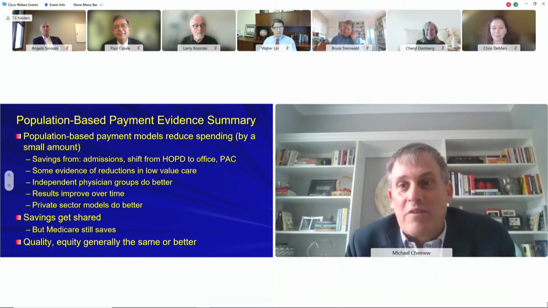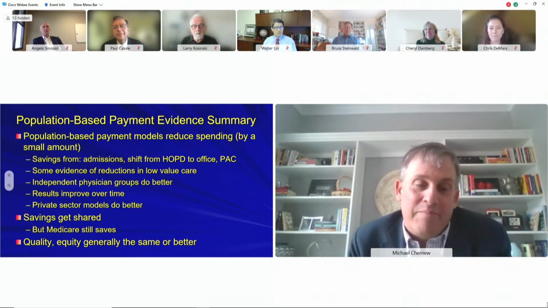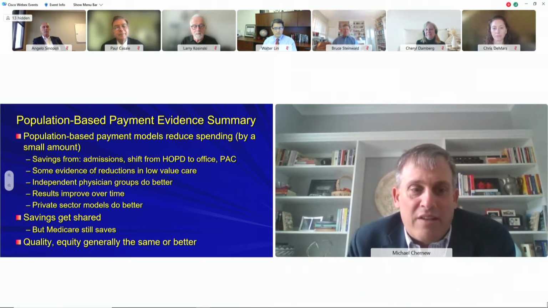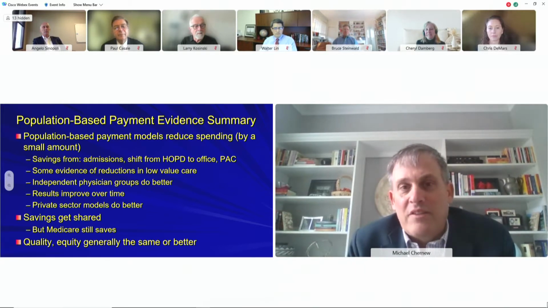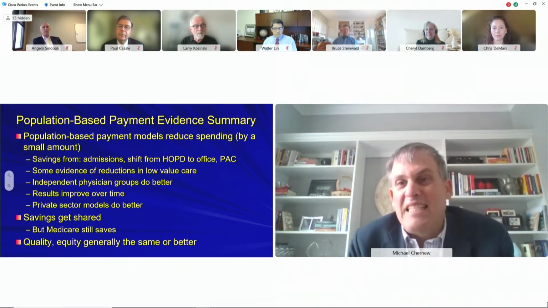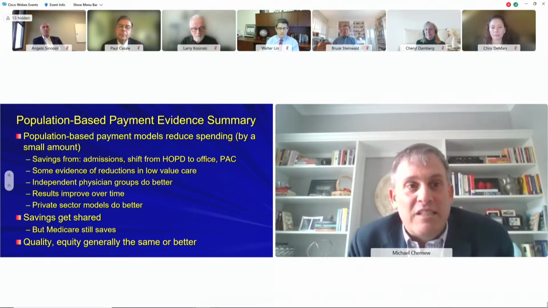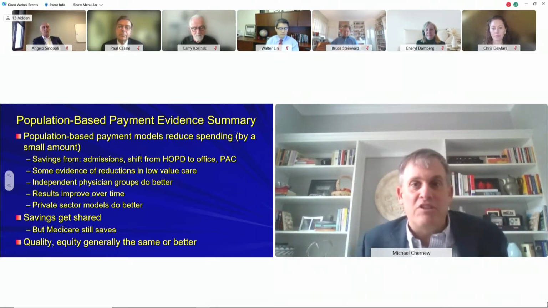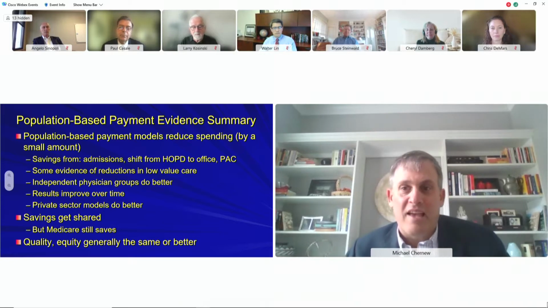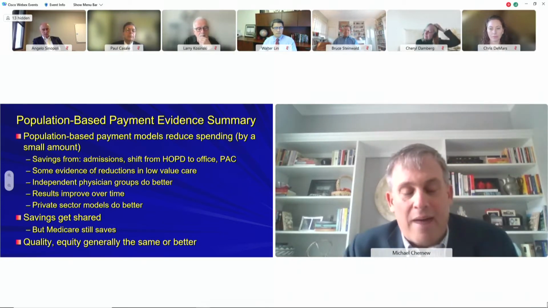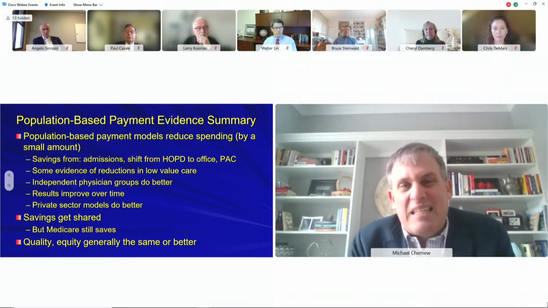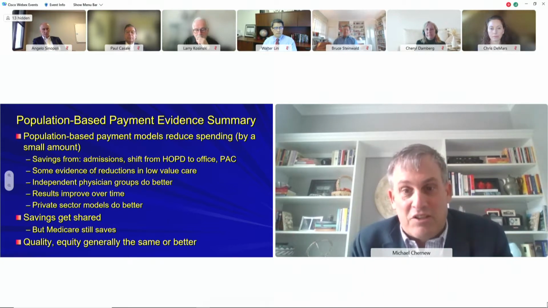Results tend to improve over time. They never get huge, they just get bigger. And private sector models tend to do better. Part of the reason is in private sector models, there's a lot of variation in prices that doesn't exist in Medicare. So you can save in the private sector by how you steer patients more than you can save, for example, in Medicare. In Medicare, you can still save by shifting sites, but it's not the same variation as you would see in the commercial sector.